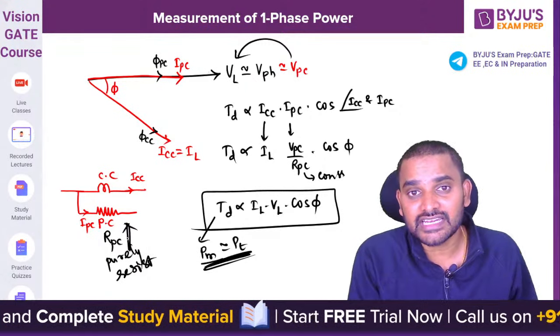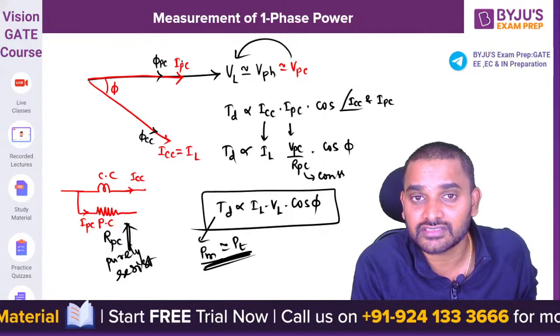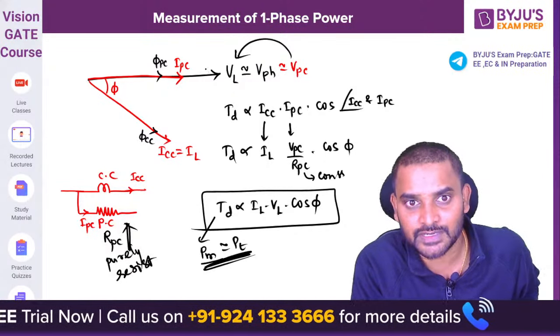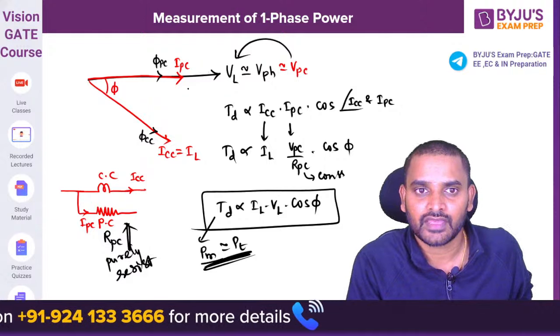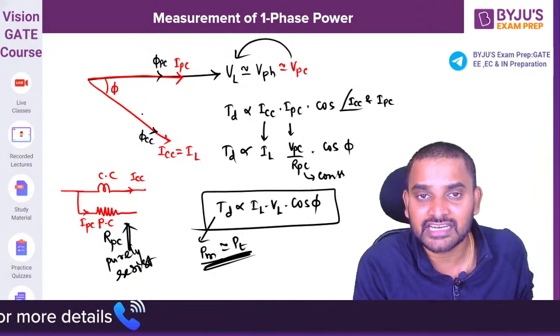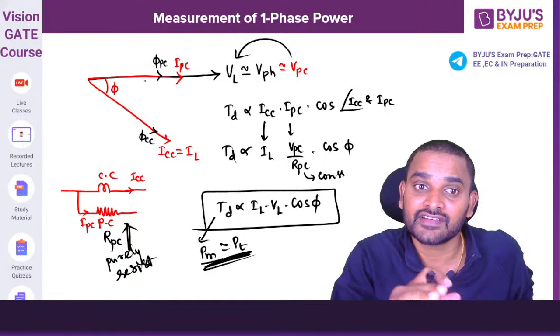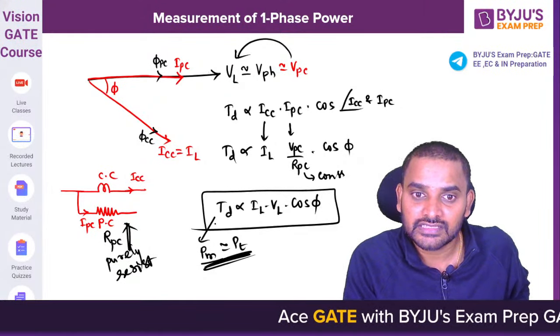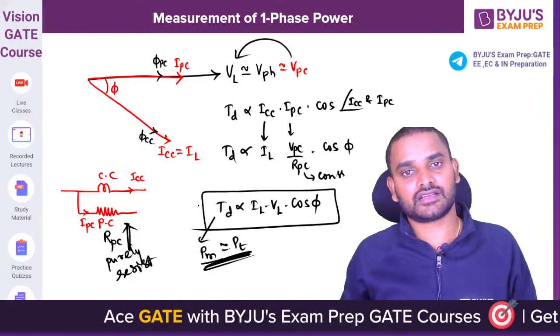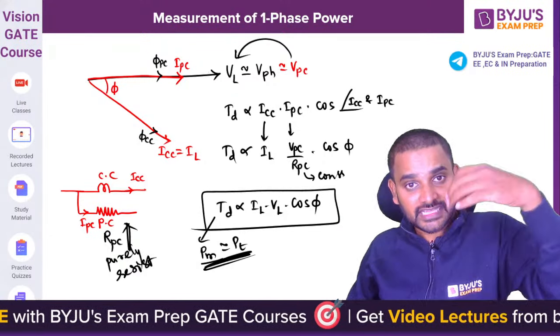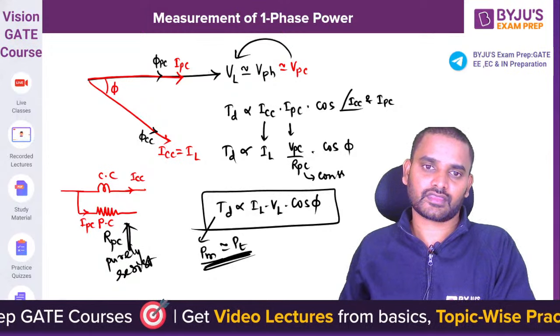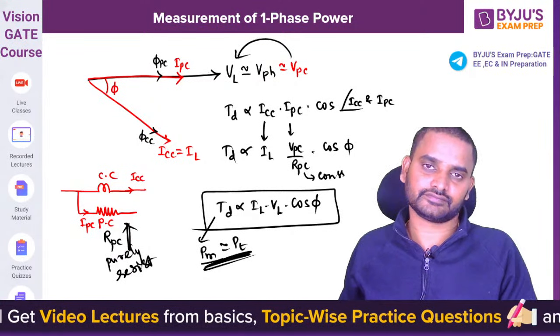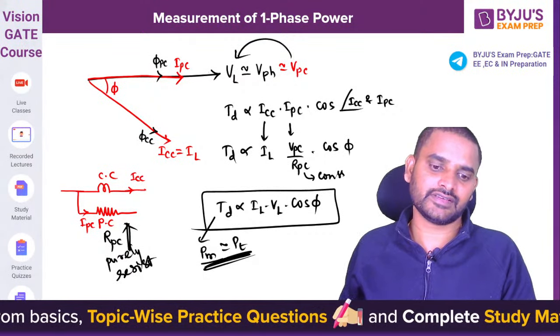If it is not purely resistive in nature, then the pressure coil current lags the voltage by some angle. Therefore, the angle between the pressure coil current and the current coil current will not be phi, it will be less than phi. So if the angle reduces, there might be an increase in torque. So the measured power may be greater than the true power. You will get deviation again.